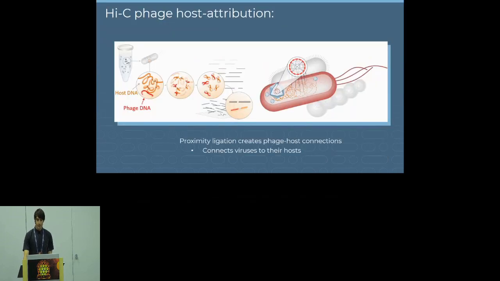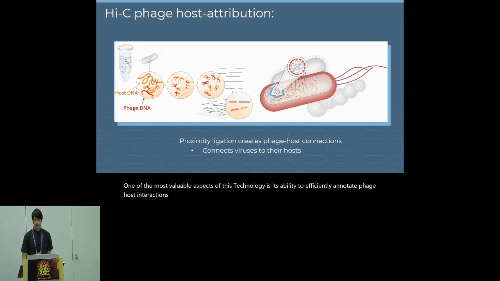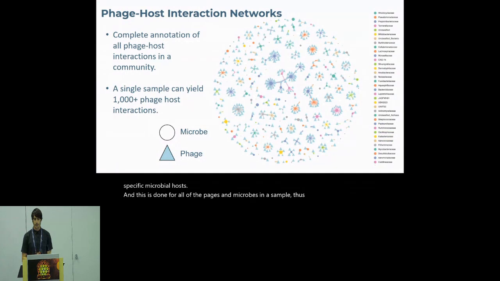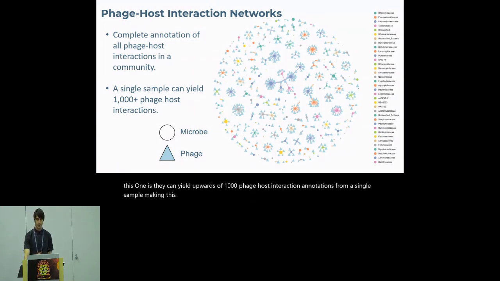There we go. One of the most valuable aspects of this technology is its ability to efficiently annotate phage-host interactions in a metagenomic community. Because the library prep cross-links DNA within a cell, Hi-C signal is created between microbial hosts and the mobile elements present inside them. So this signal is able to be used to determine which phage genomes are infecting specific microbial hosts. And this is done for all of the phages and microbes in a sample, thus providing a comprehensive view of interaction dynamics in a metagenomic community. Samples taken from highly diverse communities, such as rumen or wastewater, such as this one is, can yield upwards of 1,000 phage-host interaction annotations from a single sample, making this process incredibly efficient compared to other techniques.